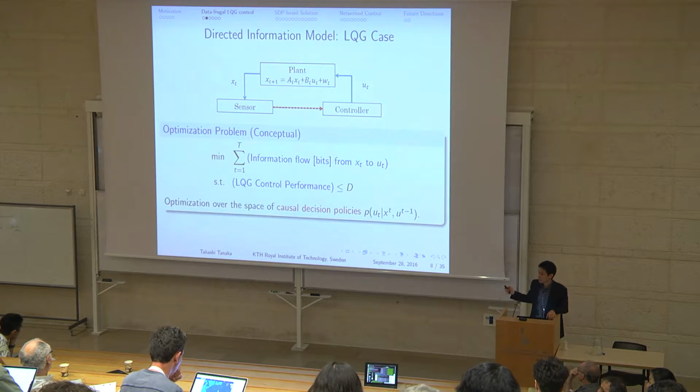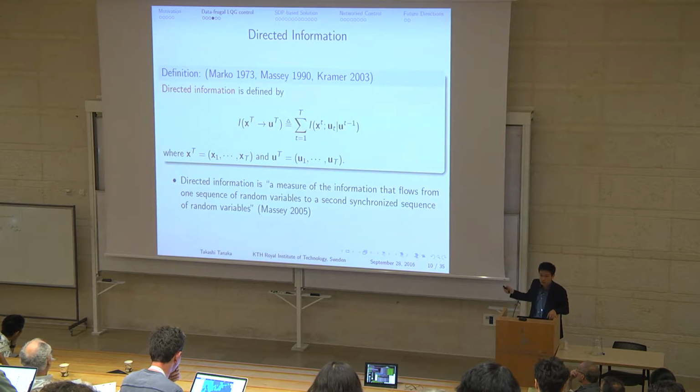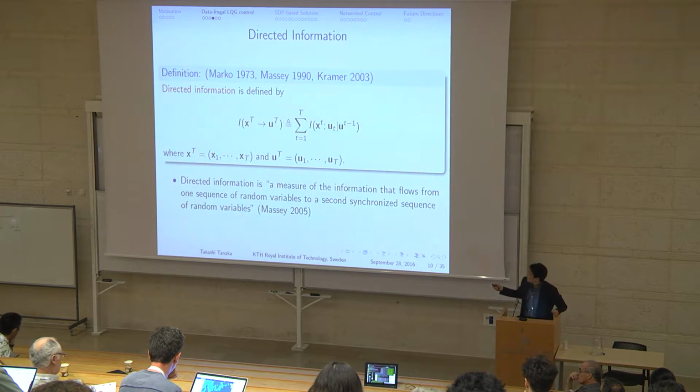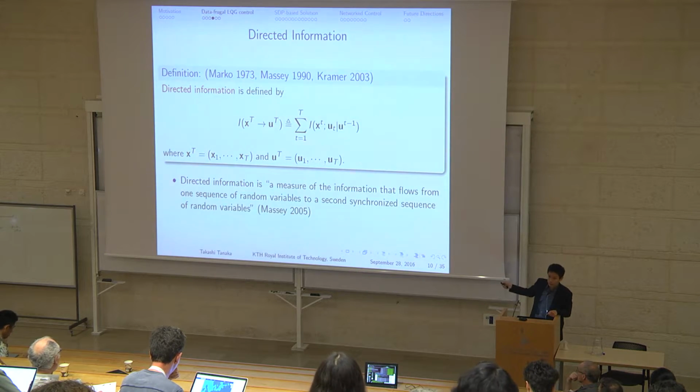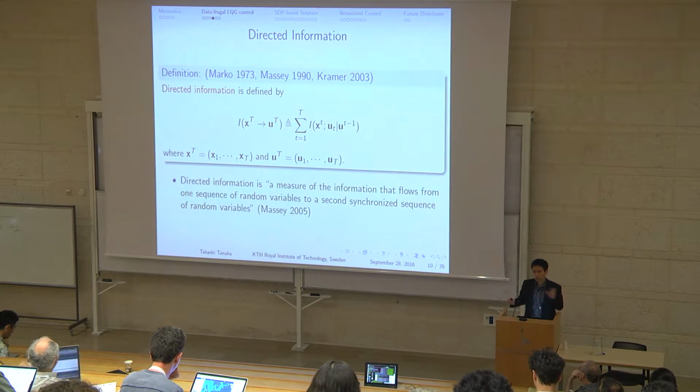Right? So for that reason, I need to introduce another notion, which is called directed information, which was introduced in the information theory community in order to analyze the so-called feedback channel capacity. And according to Massey's definition, this directed information is defined by this formula. According to one of the inventors' words, this quantity essentially captures the information flow from one random process to another random process.